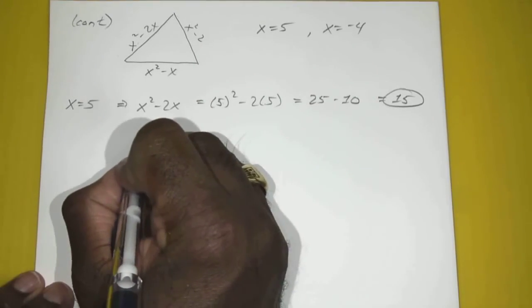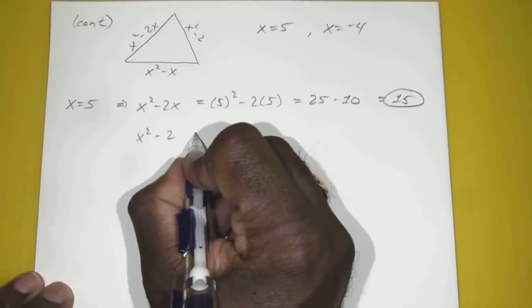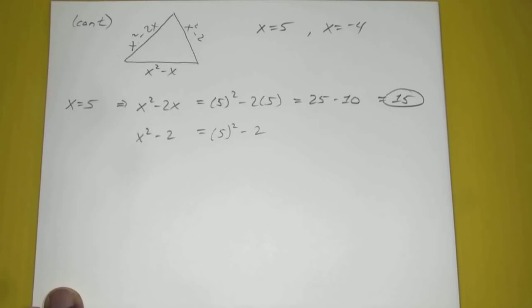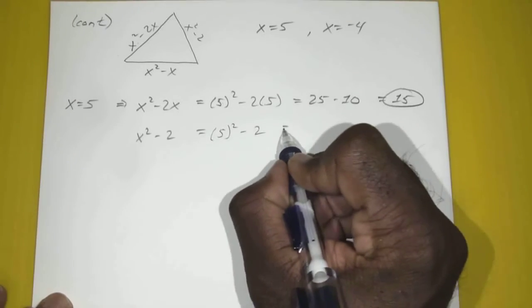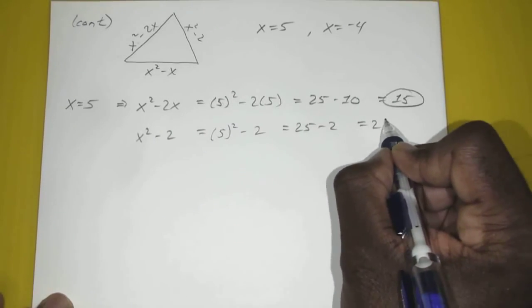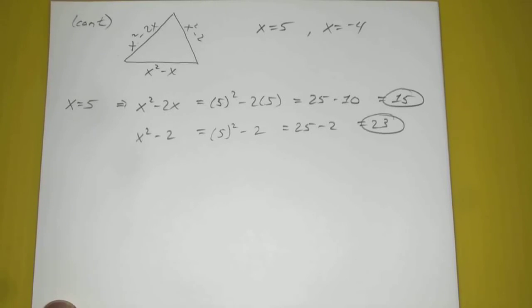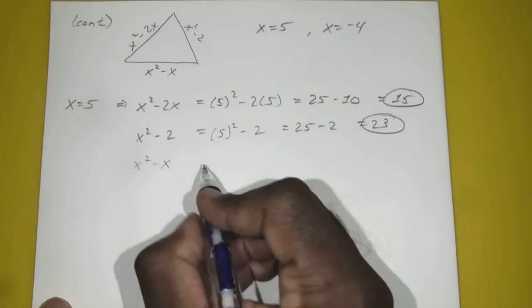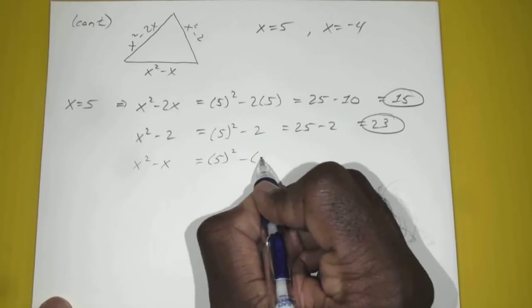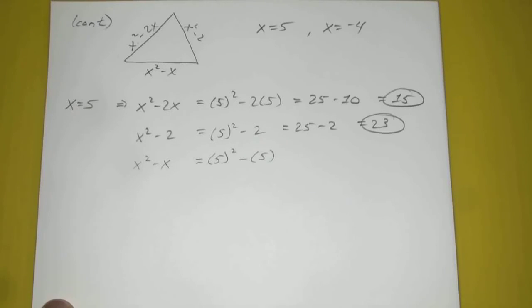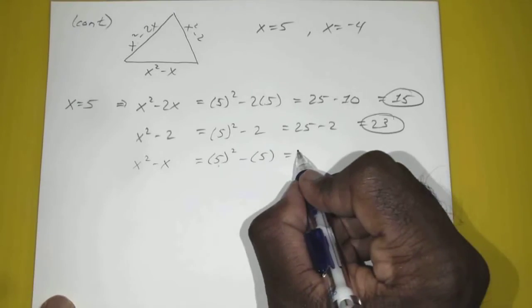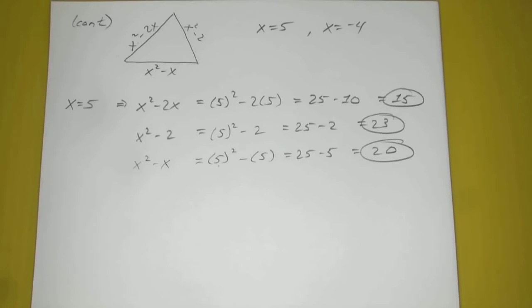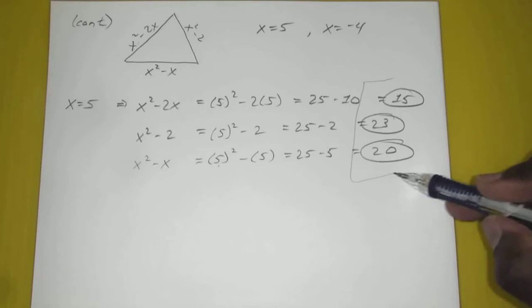Now for this side, our x squared minus 2, just replace x with 5, so we get 5 squared minus 2, or 25 minus 2. Which is 23. Okay. And for the last side, our x squared minus x side, that's just 5 squared minus 5, which is 25 minus 5, which is 20. Okay. Now these are the lengths of the sides when x equals 5.